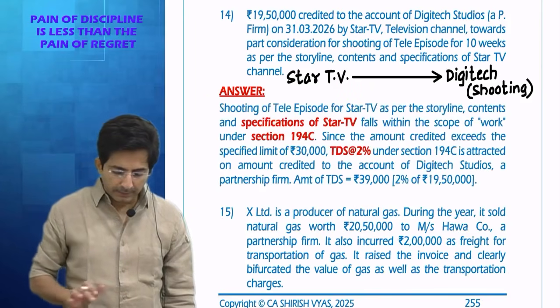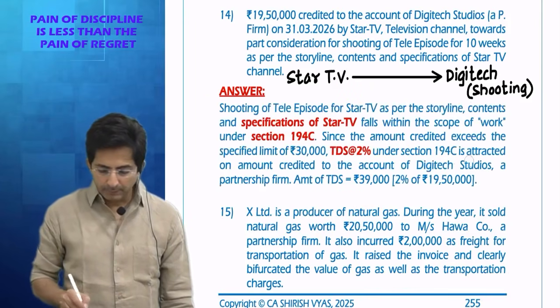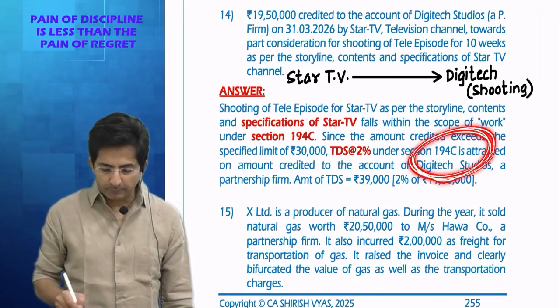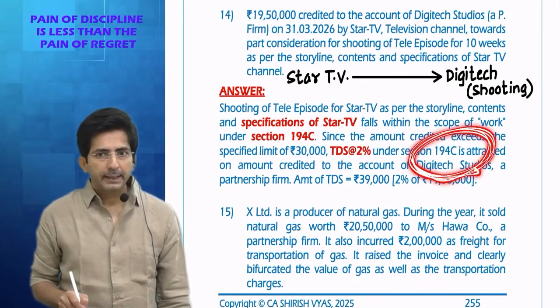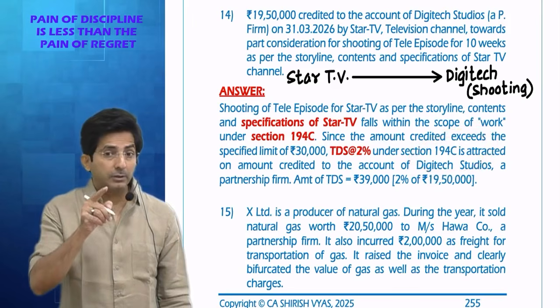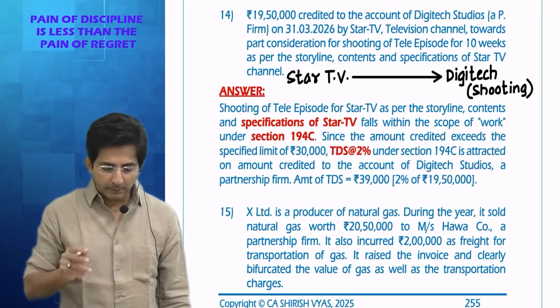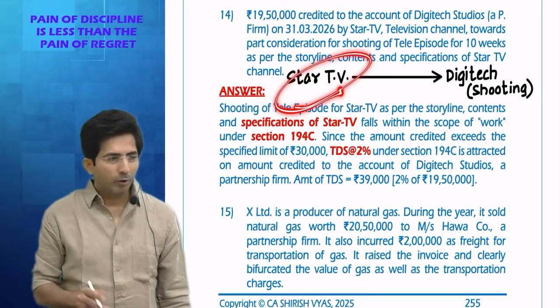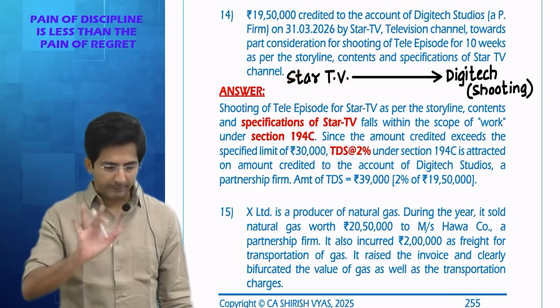So TDS under 194C. But be careful, 194C is from the family of Rachis. And in Rachis, if the payer is a small individual or HUF, TDS will not come. But here the payer is Star TV, not even an individual or HUF, so TDS will apply.